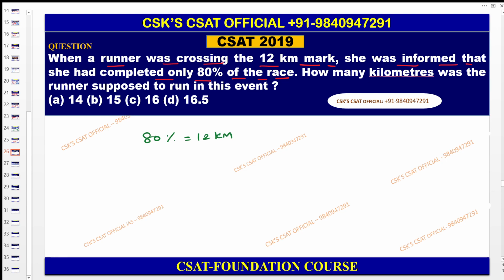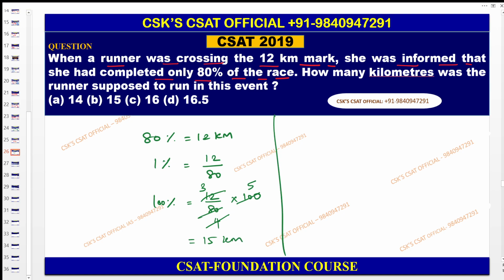So that is the 100%. Calculate 1% here: 1% is equal to 12 by 80. Then 100% is equal to 12 by 80 into 100. Cancel here, 4 times, 5 times. Again you can cancel here. 3 5s are 15. 15 kilometers. Understood? A very basic percentage question. Anybody having a doubt? No means we'll move on to the next question.